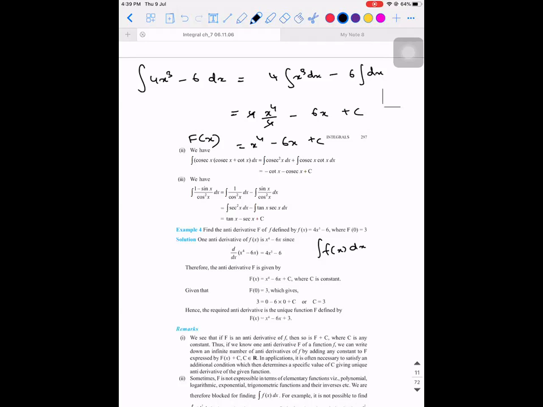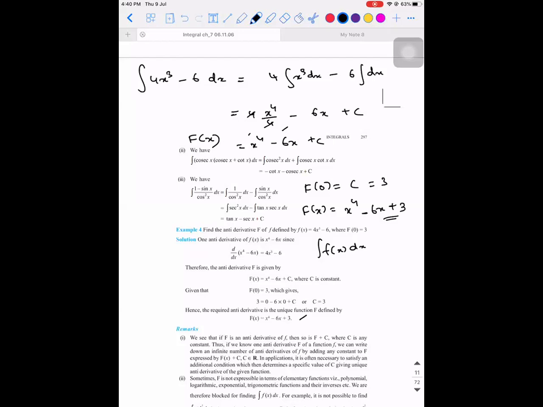So when you substitute, capital F of 0 means wherever x is, I'll substitute a 0. So capital F of 0 is nothing but 3. So capital F of x is x power 4 minus 6x plus 3. This is called a particular solution. You got some solution which is very particular. The other one, where you are writing C, that is the generic value. That type of solution is called a general solution.